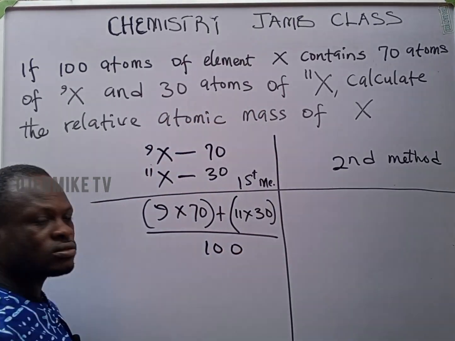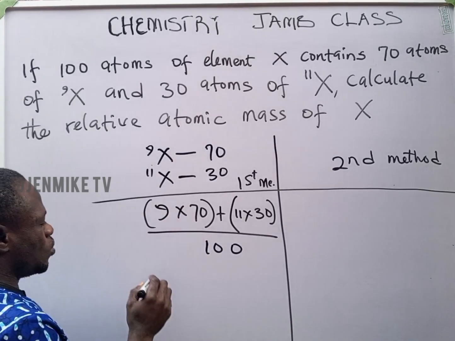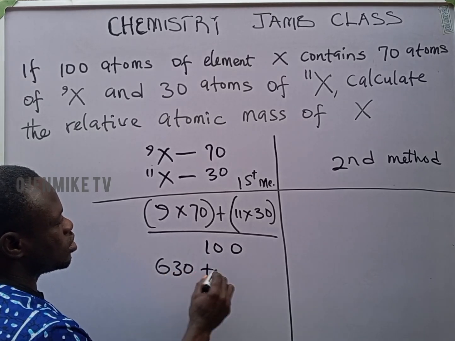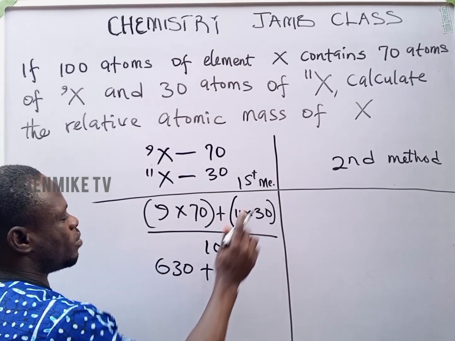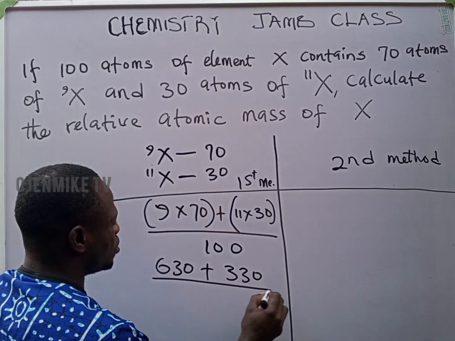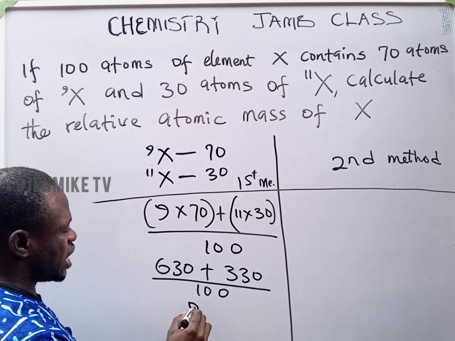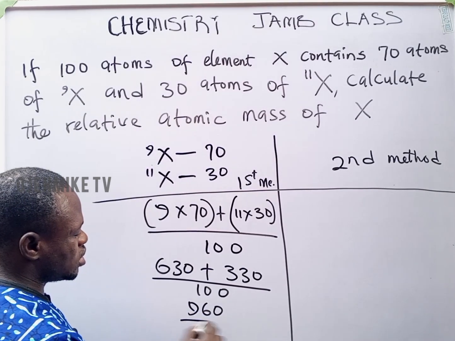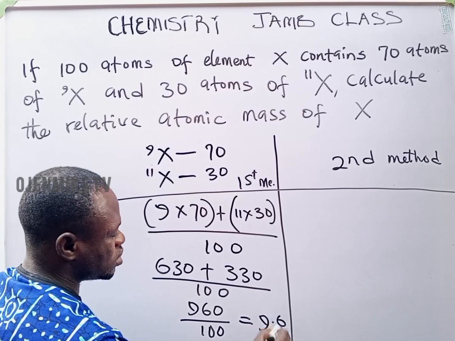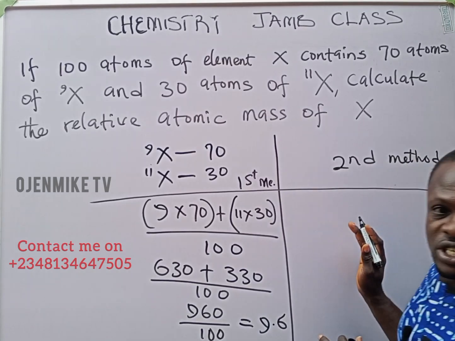What you are going to do is 70 times 9, which gives 630, plus 11 times 30, which is 330. You divide it by 100. What you are going to have is 960 divided by 100. The answer is 9.6. This is this method. Move to the second method.